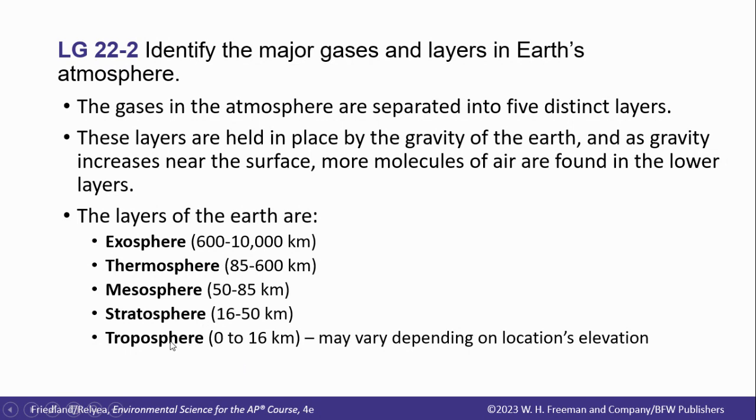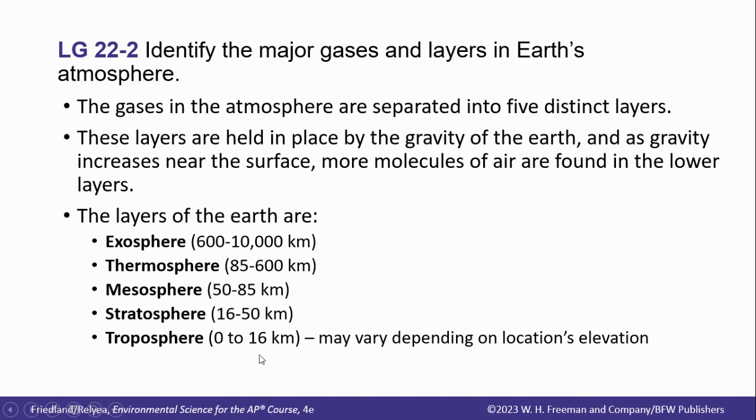So closest to the Earth is the troposphere, 0 to 16 kilometers away. Stratosphere is 16 to 50. Mesosphere is 50 to 85. Thermosphere is, again, 85 to 600 kilometers. And we have the exosphere at 6,000 to 10,000 kilometers. And after that, you just get into regular old space.